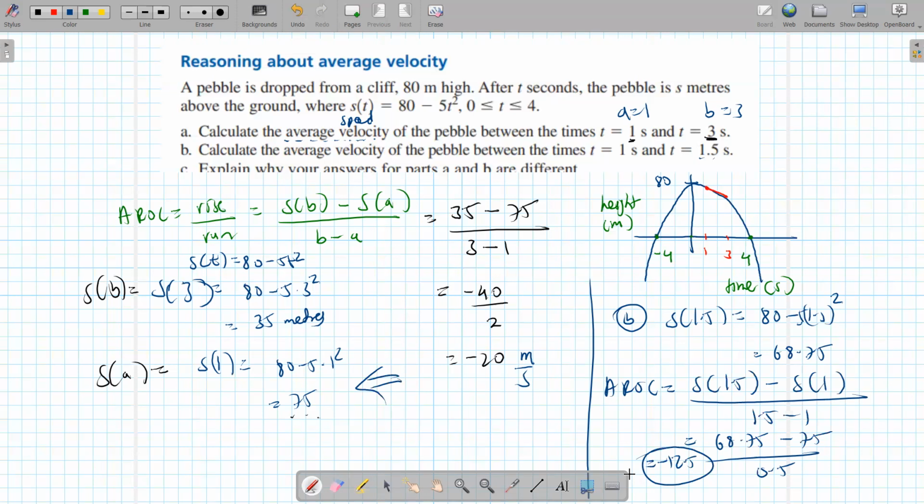So what does that mean? Minus 12.5. It's the average speed. Between 1 and 1.5 seconds, the pebble was dropping at an average speed of 12.5 meters per second. Okay, so that's the pebble's speed in that time period. Part C is asking us, why are the answer to part A and the answer to part B different?